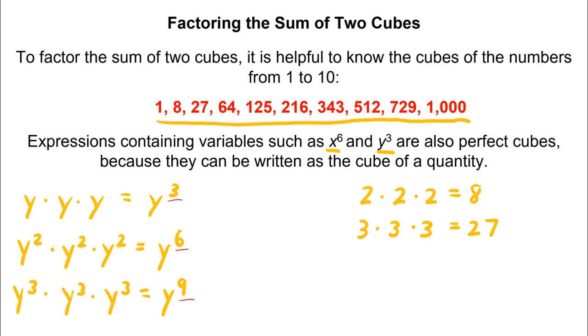To find the cube root, all we have to do is divide the exponent by 3. The cube root of y to the 3rd would be y to the 3 divided by 3, which is y to the 1st. The cube root of y to the 6th would be y to the 6th divided by 3, which is y to the 2nd, and so on.